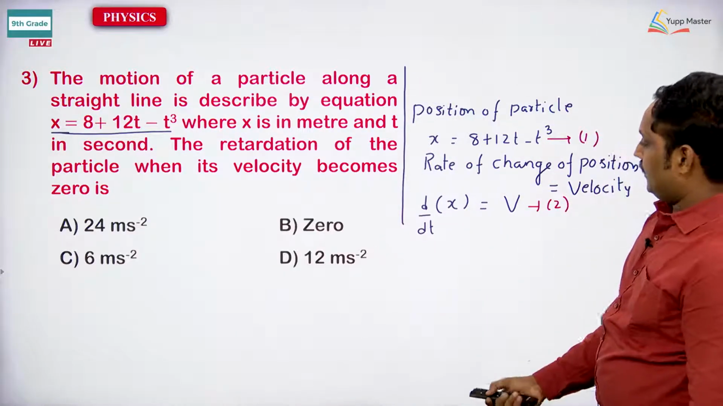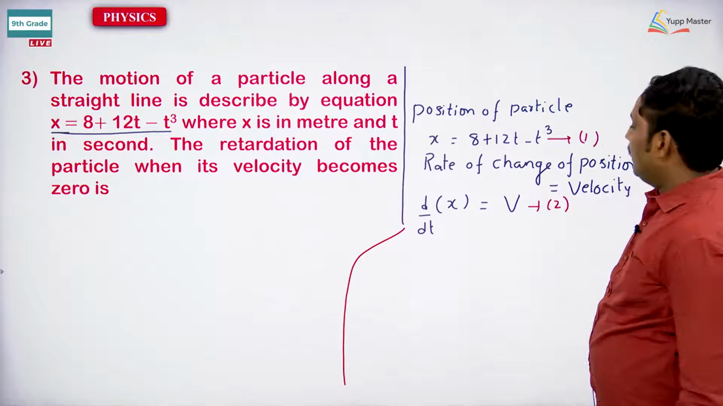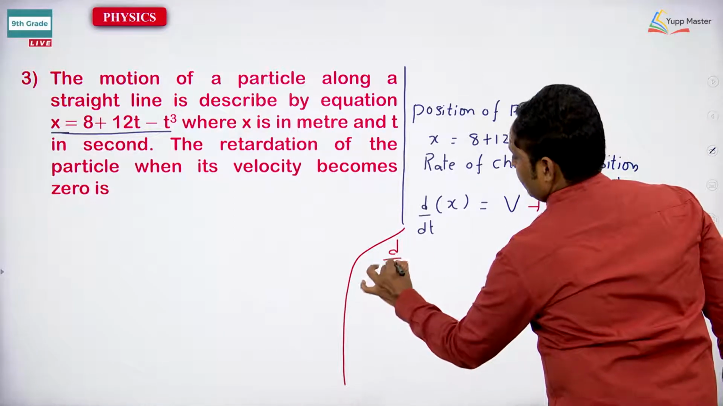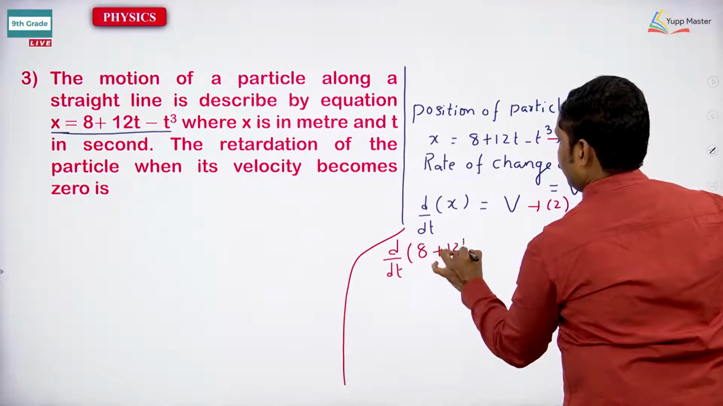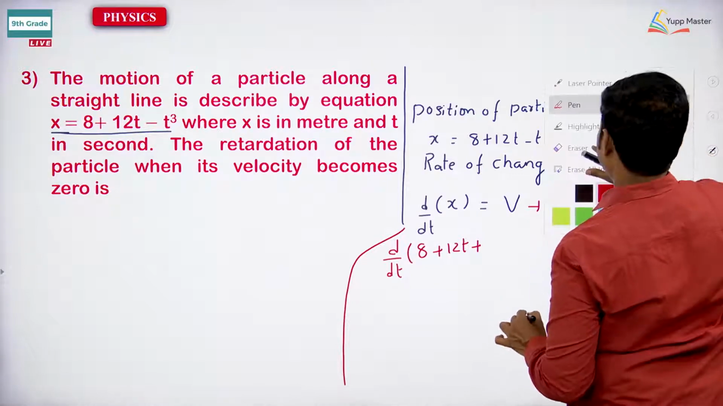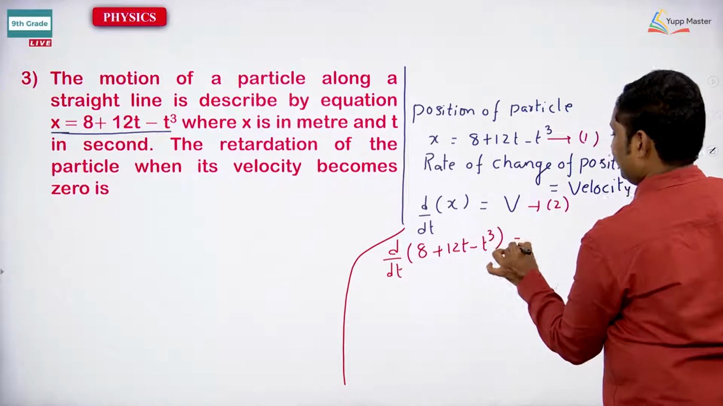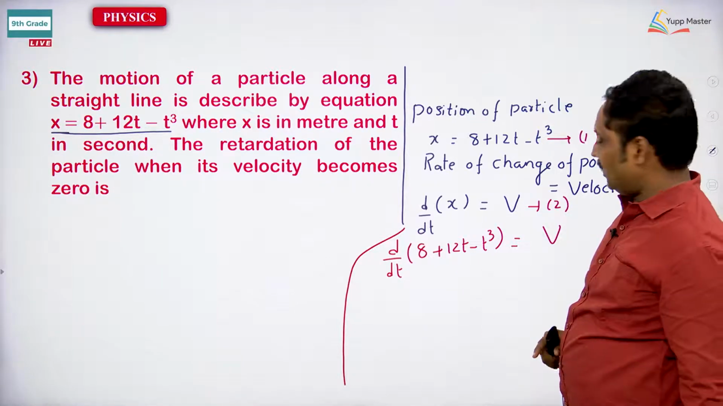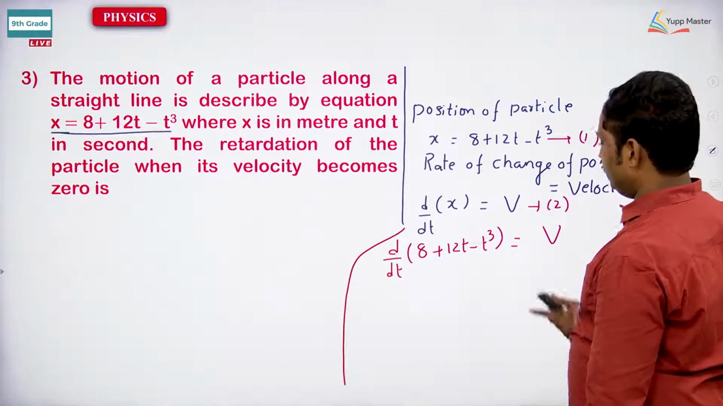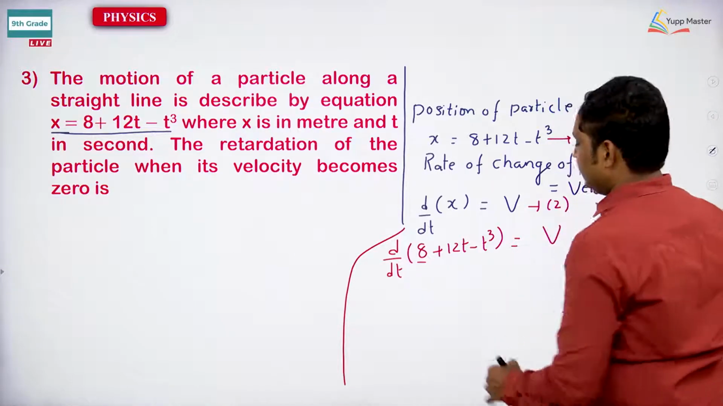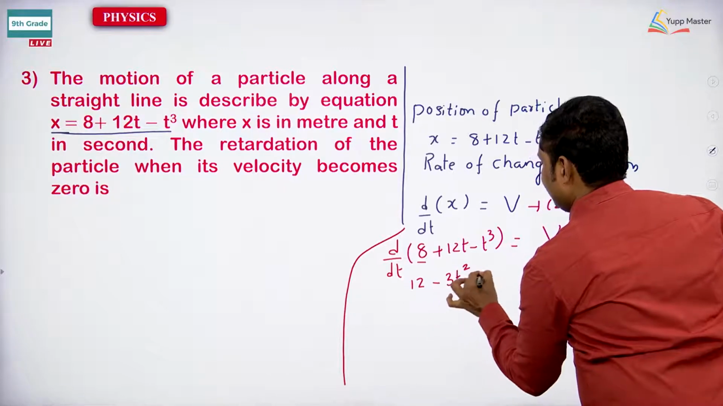Let us use the space, we can use this space to this extent, right. Now, you can take d by dt of (8 plus 12t minus t cube), that is equal to v, no doubt at all. You take this one, right. You are going to get, this is a constant, so 12 minus 3t square is equal to v.